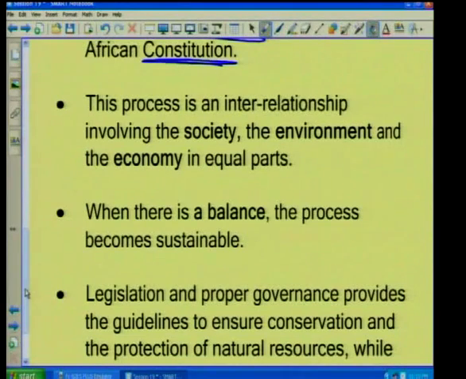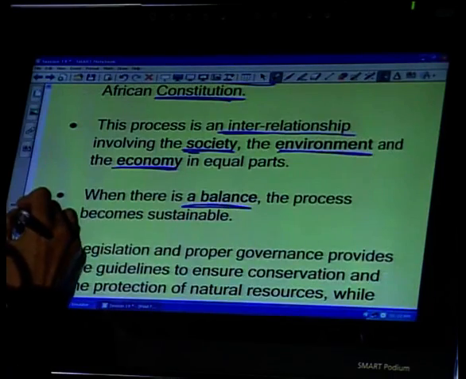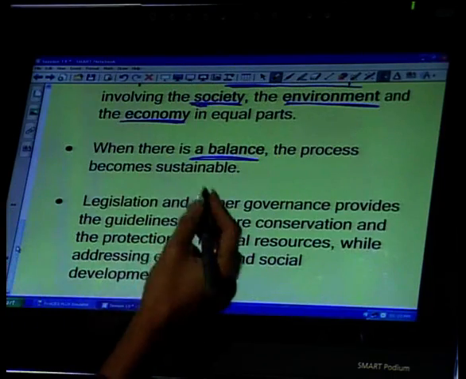This process is an interrelationship. Now remember, inter-specific competition means between. This is an interrelationship involving the society, us, the environment, everything around us, and also we need to make money, so economy. And if we have those three components in a balance, then we have sustainable development. So there must be a balance. Then we can make it happen for a long time.